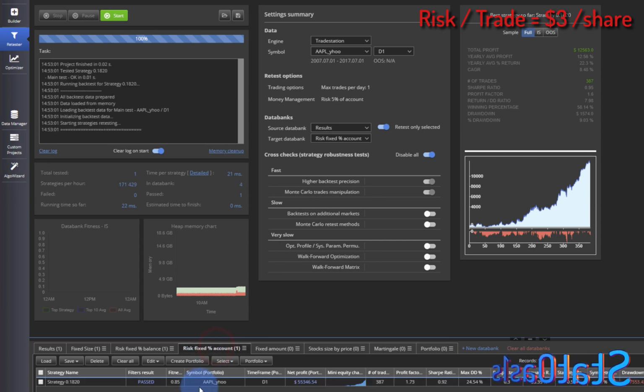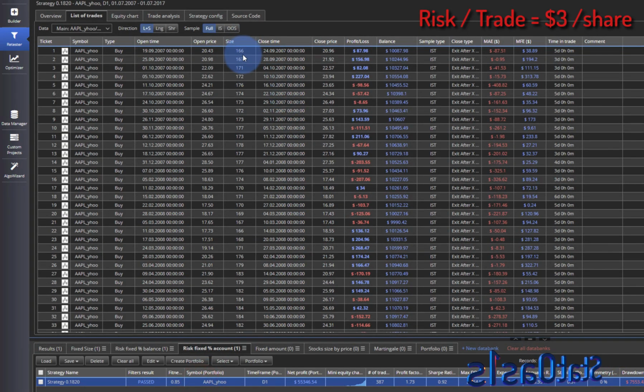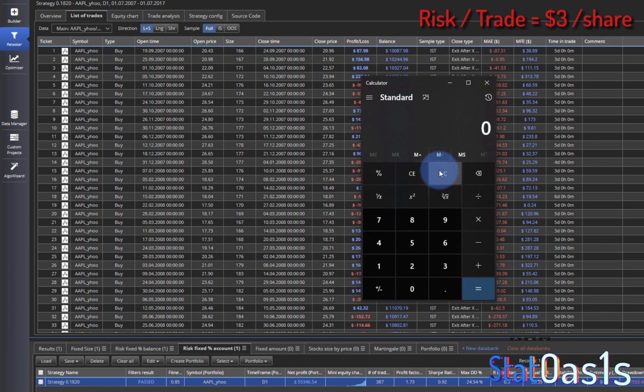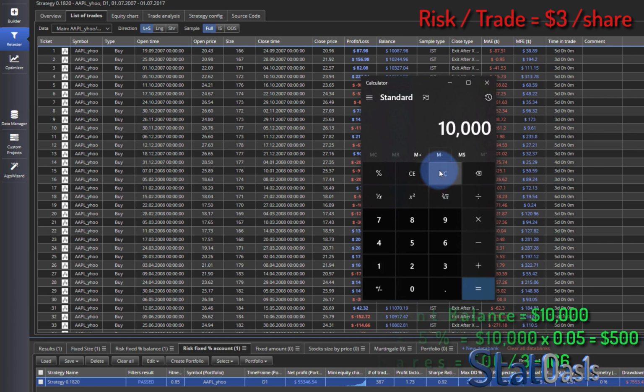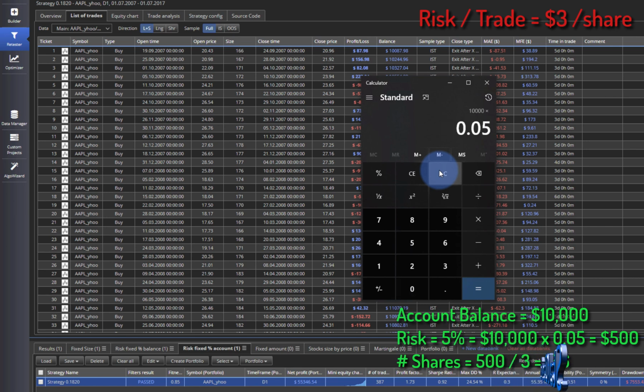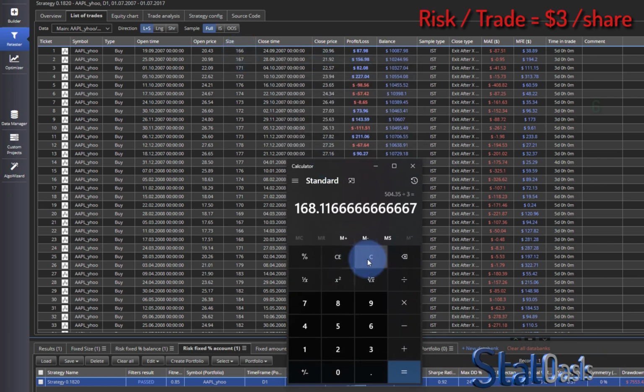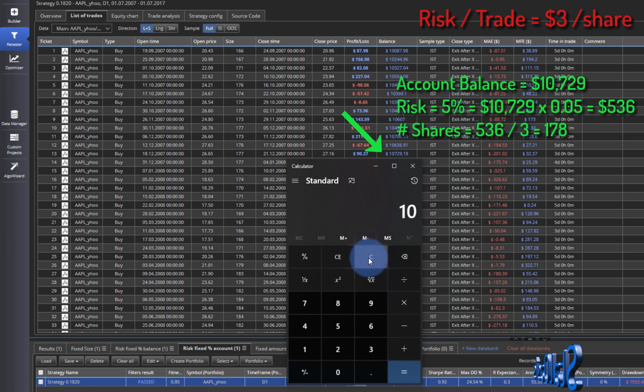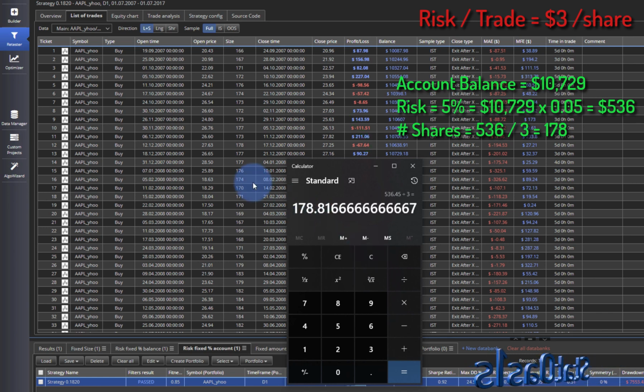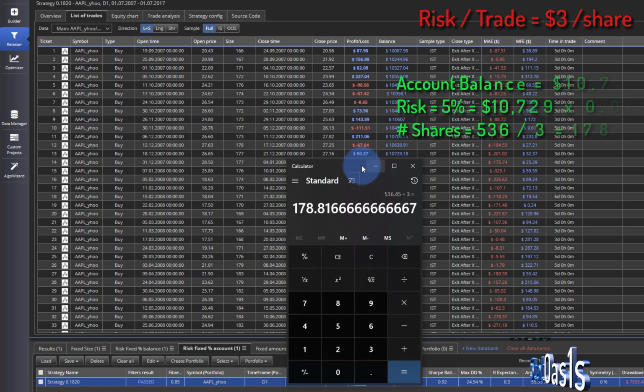We can come here and let's double click. Okay, so how are we getting this number of shares? If we do a calculation, our starting account is 10,000 multiplied by 5%, that's our risk per trade, divided by 300 ticks, which is $3 per share. So we get 166 shares. And that's what we're trading here. And then if we do this trade, for example, 10,729 multiplied by 5% divided by 3, and that's 178. That's 177 here, very close.